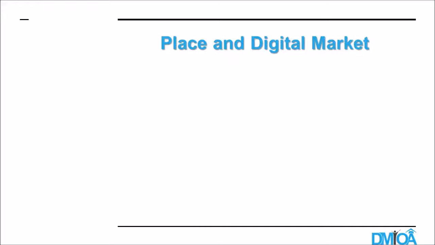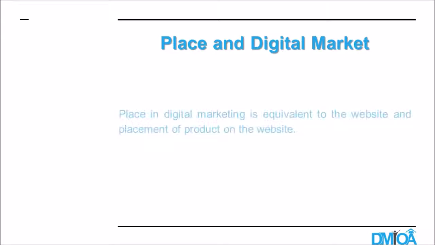Place in digital marketing is equivalent to the website or the location of the business, probably because of local search marketing. It can also be about the placement of the product on the website. Where is the product placed? Where is the call to action placed? How is it placed? Where is the form for the lead placed? So place can be about a lot of things in the digital market, and focusing on each of these leads to more conversions.